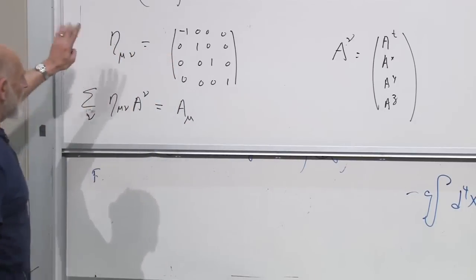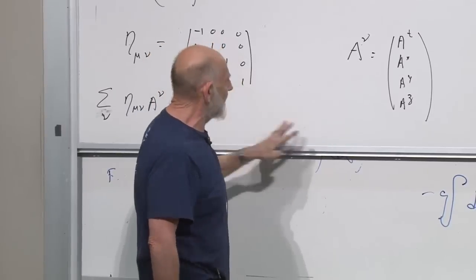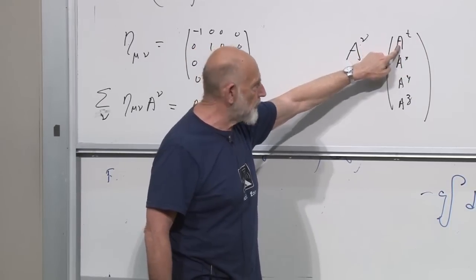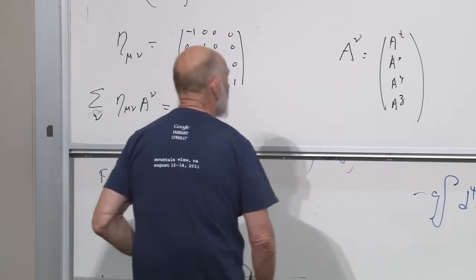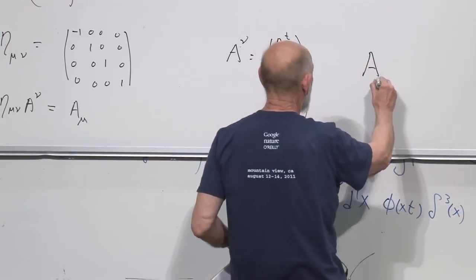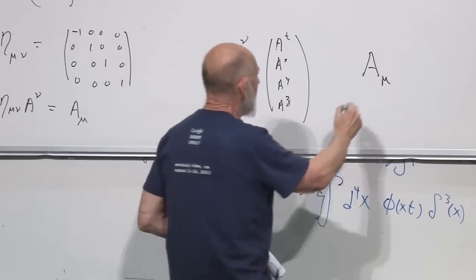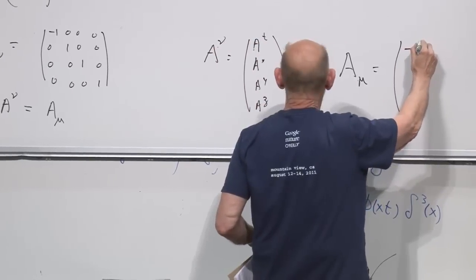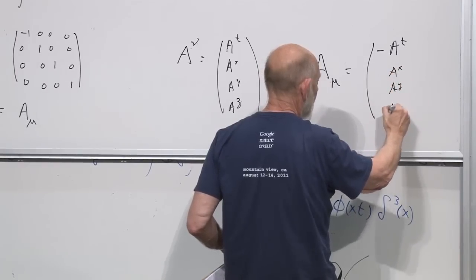But not quite. The -1 here means that when you multiply eta by A, it changes the sign of the first term here, leaves everything else the same. And so we can write down immediately, without any further work, that A mu or nu, it doesn't matter, represents the column, the vector, let's call it the vector, minus A T, A X, A Y, A Z.